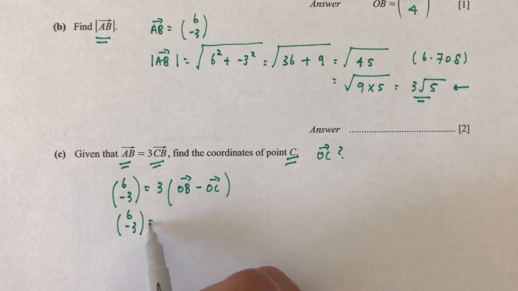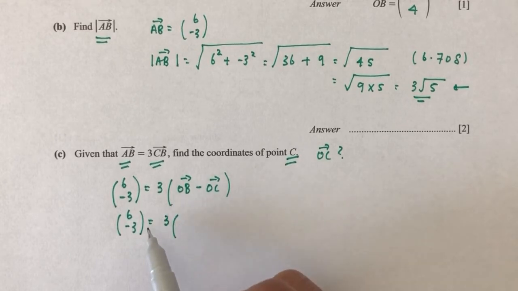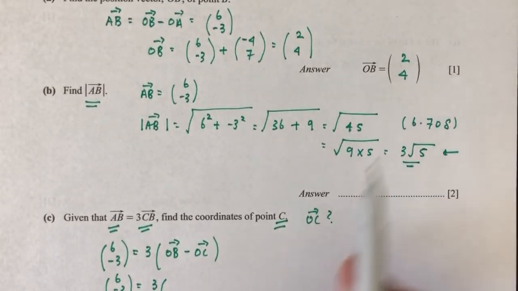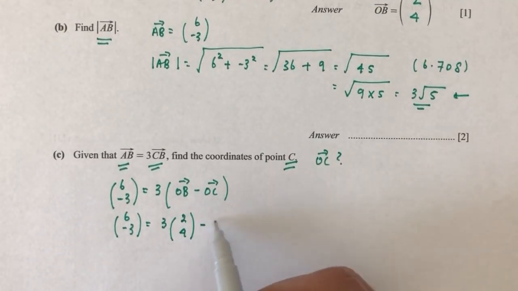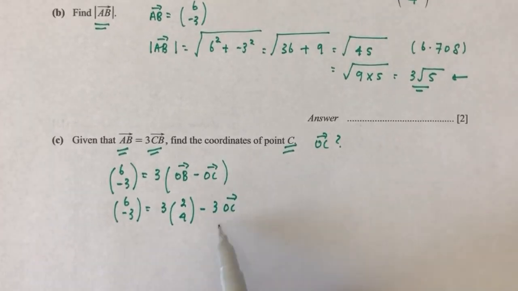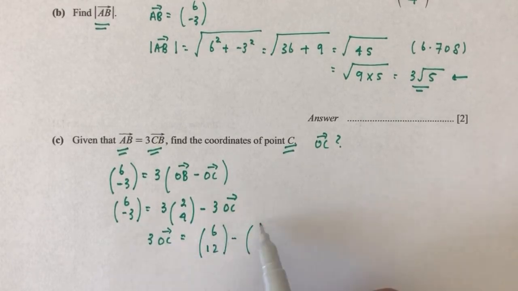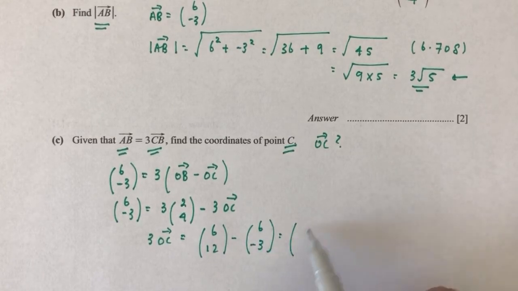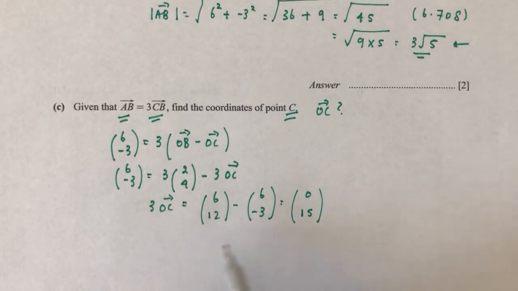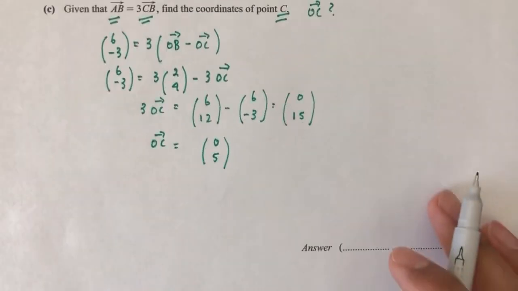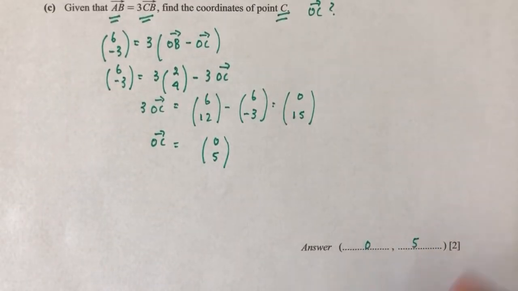Okay, so we can simplify this. (6, -3) equal to 3 times (OB minus OC). What is the value of OB? OB is equal to (2, 4), as we can see here. 3 times (2, 4) is (6, 12) minus 3 OC. If you bring this here, we have 3 OC equal to, expand this one, (6, 12) minus (6, -3), that will give me 0, and 12 minus (-3) is 15. So the value of OC, we have to divide this by 3, we will have (0, 5). So the point C will be (0, 5). That is part C.